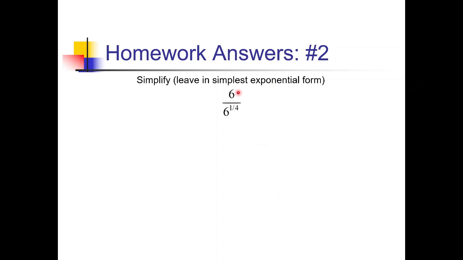For this problem, we are dividing like bases, so we have to subtract the exponents. So this is going to be 6 to the 1 minus 1/4, which is going to be 4/4 minus 1/4, or 3/4. So 6 to the 3/4.